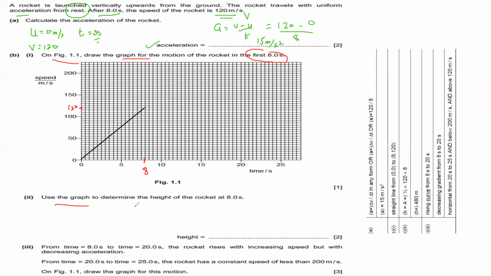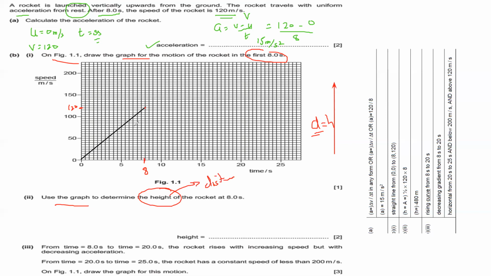Then use the graph to determine the height. Basically, height is the distance. What happened? As the rocket is launched vertically upward, the vertical distance traveled by the rocket is equal to the height which the rocket reaches.